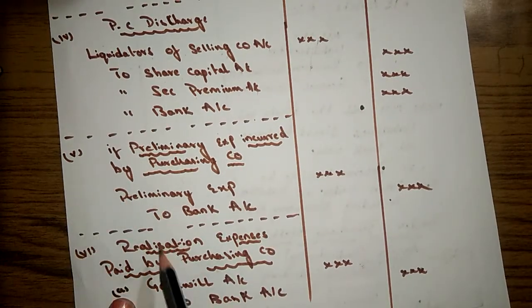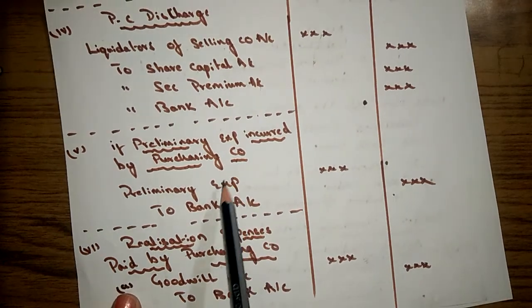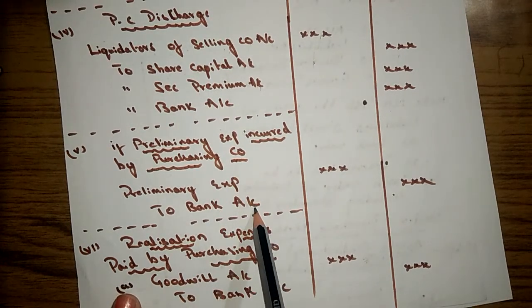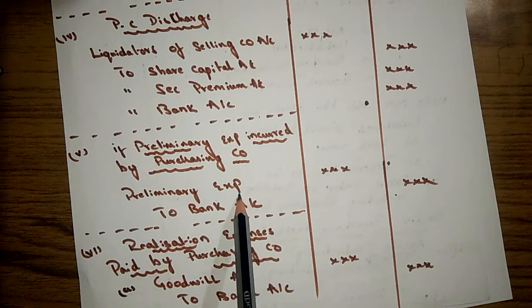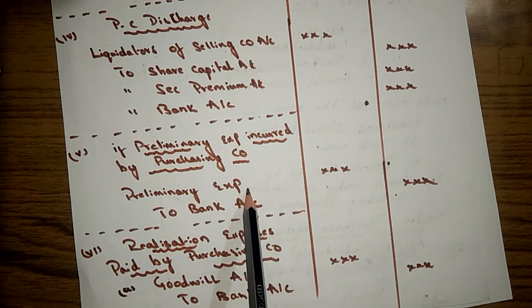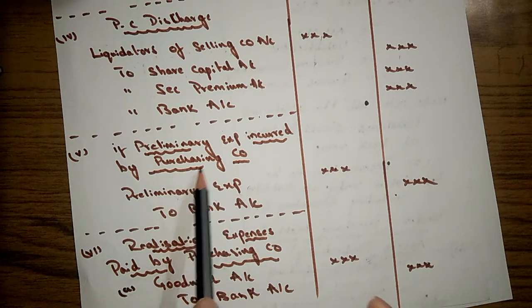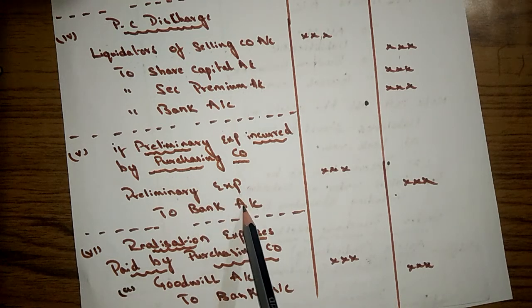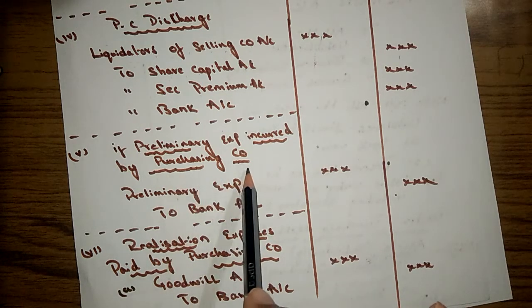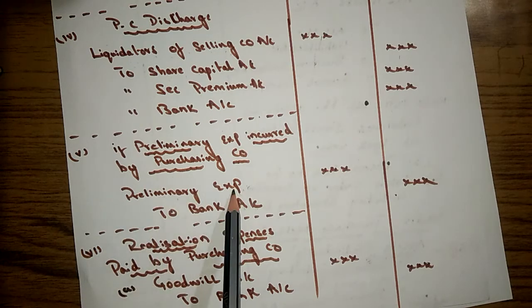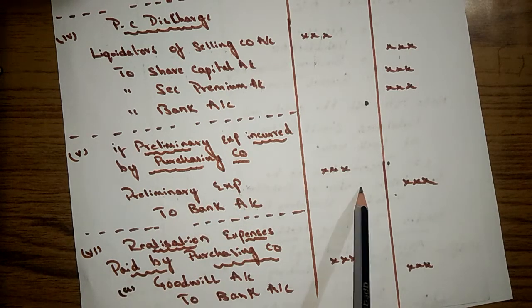Then next, for all this process, the purchasing company incurs preliminary expenses, or we can say formation expenses. From the purchasing company side there will be some expenses. Those expenses are called preliminary expenses, which are met by the purchasing company. So preliminary expenses account to bank account.